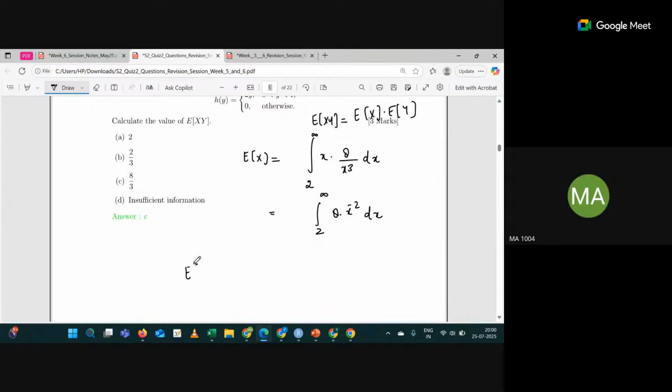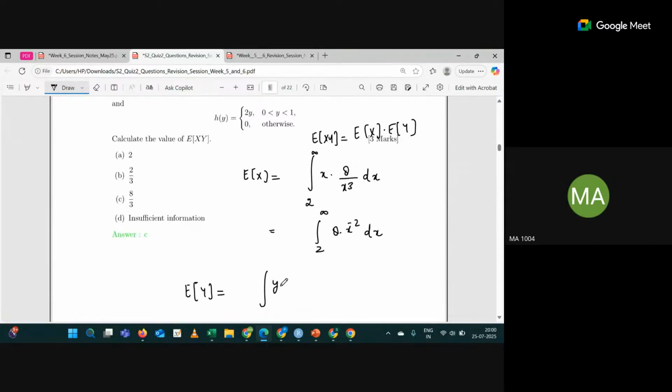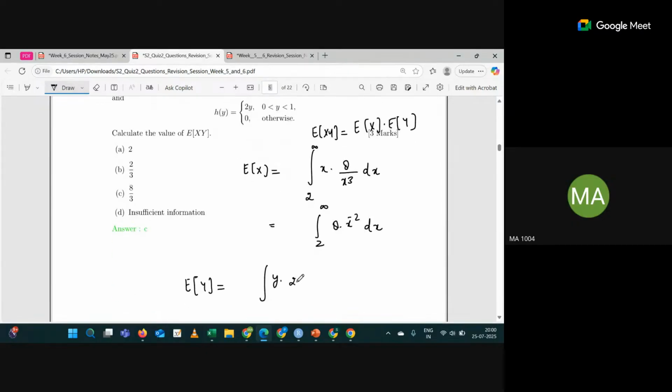Then similarly, the expected value of y is the integral of y into its PDF, which is 2y, from 0 to 1 dy. So it will be the integral from 0 to 1 of 2y cube dy, and you have to solve it and calculate at the end. So 8/3 is the correct answer.